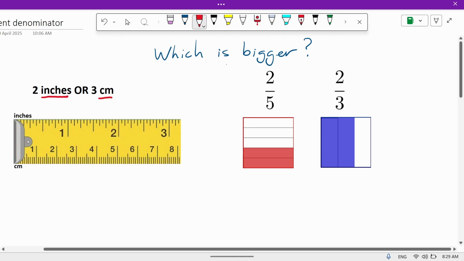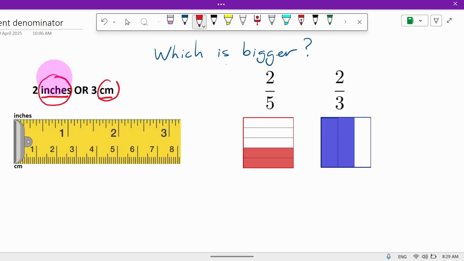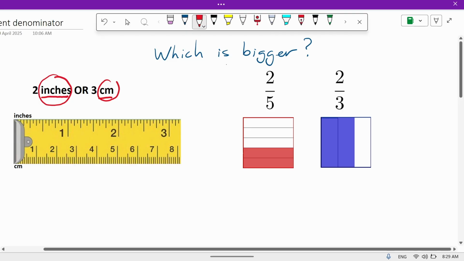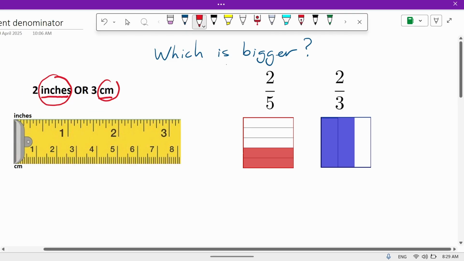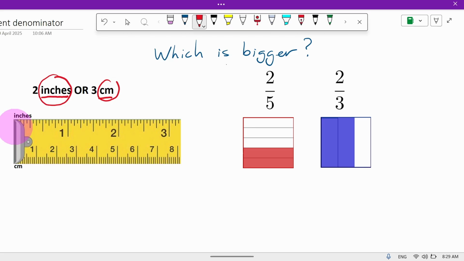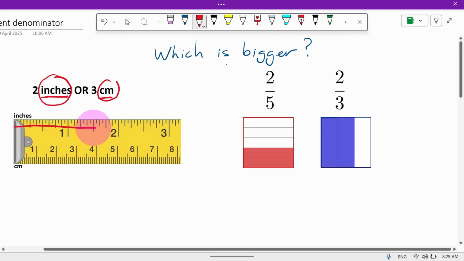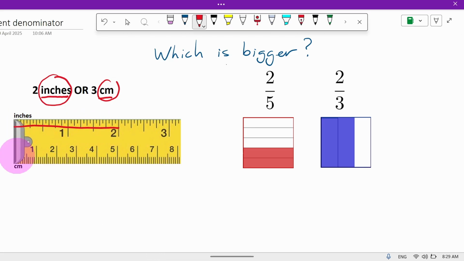Which is bigger, 2 inches or 3 centimeters? Well, firstly, the units here are not the same. They are not of the same denomination, so we cannot compare the numbers. First, we need to transform. So let's have a look. 2 inches is this long, and 3 centimeters is this long.